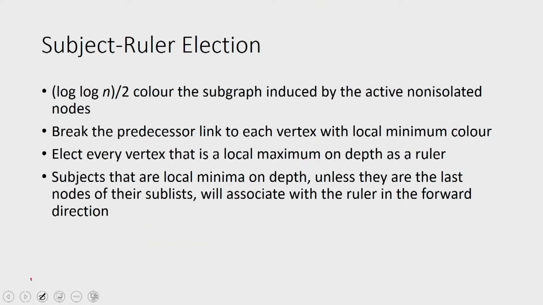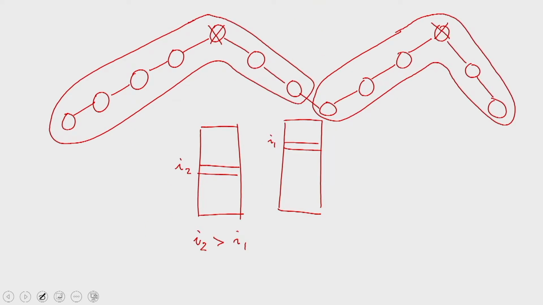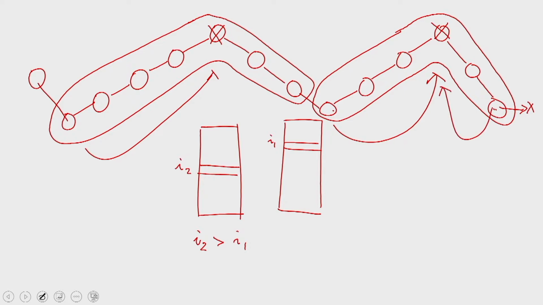Subjects that are local minima on depth, unless they are the last nodes of their sublist, will associate with the ruler in the forward direction, that is in this diagram in the right direction. So, this node, which happens to be a local minimum, will be associated with this ruler. This node, which is also a local minimum, is associated with this ruler. This node is a local minimum. However, since it does not have a ruler in the forward direction, that is, the forward link has been cut, therefore, this is the last node of the sublist. Therefore, this node also will be made a subject of this ruler.